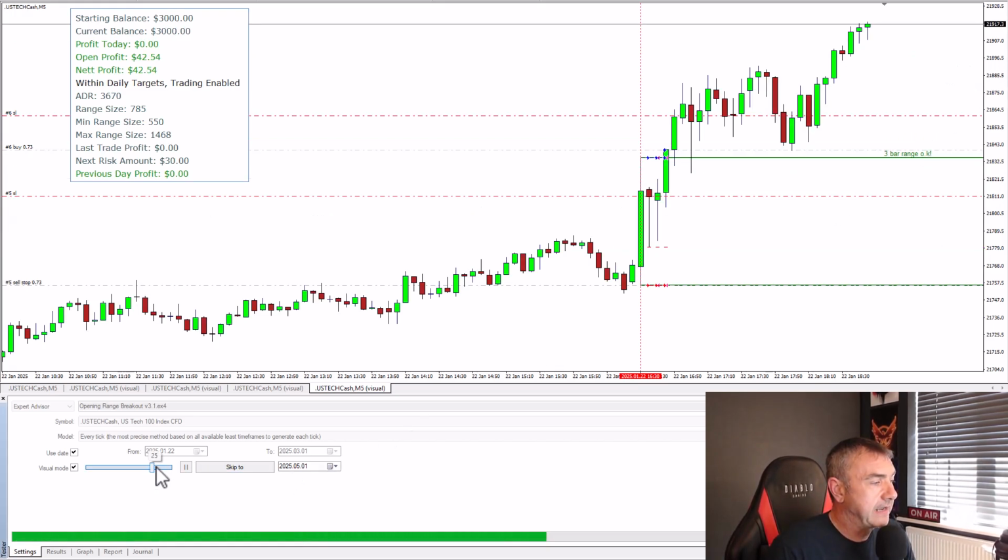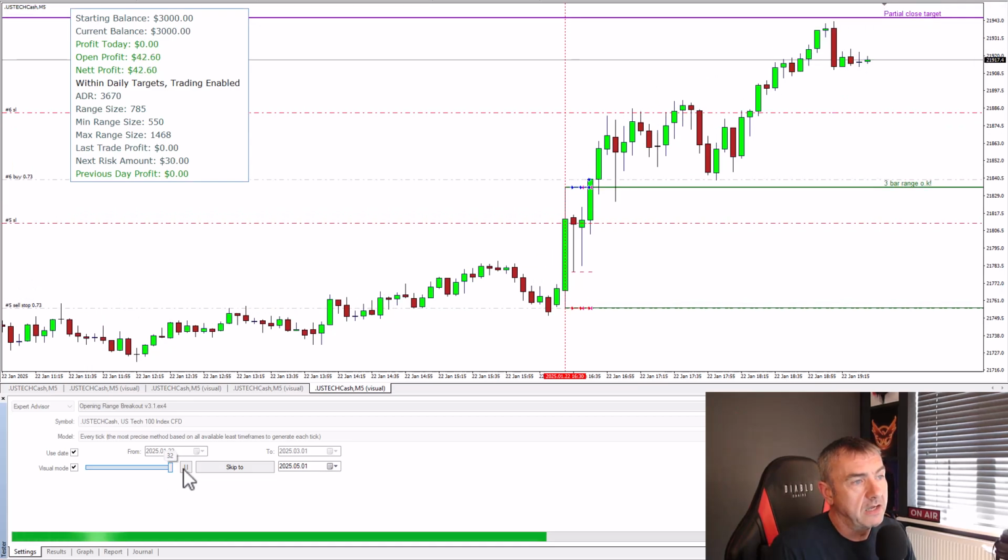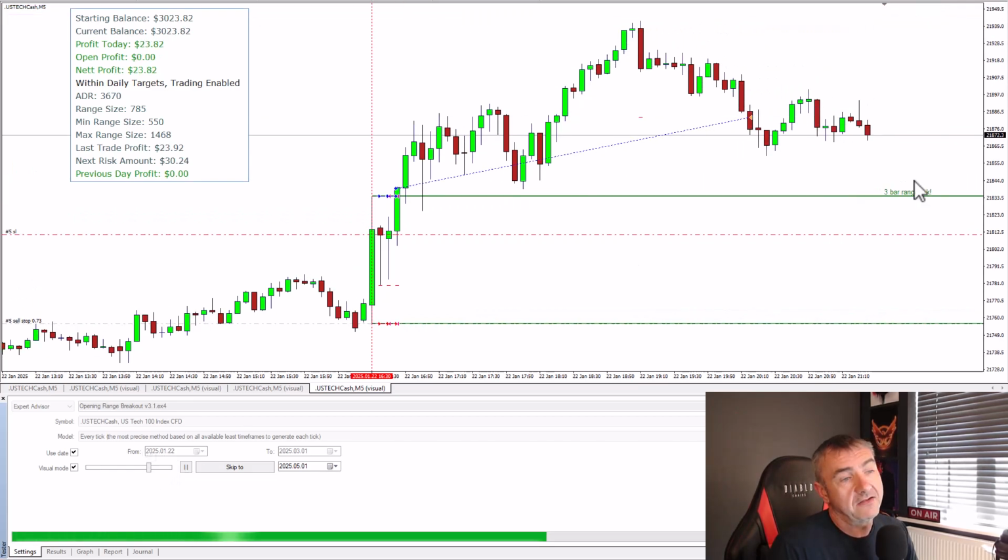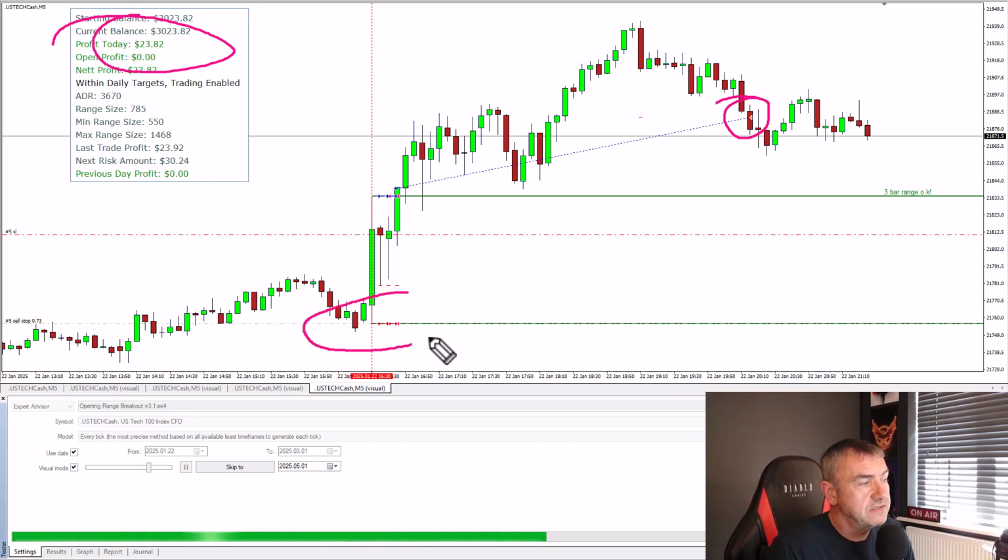So let's let this one play out and just see where it goes. Not quite got to target there, so we didn't get to our partial, but what we did do was stop out on our trailing stop for a profit of 23.82. Okay, so that trade is now complete. You'll notice that the pending order is still in place.